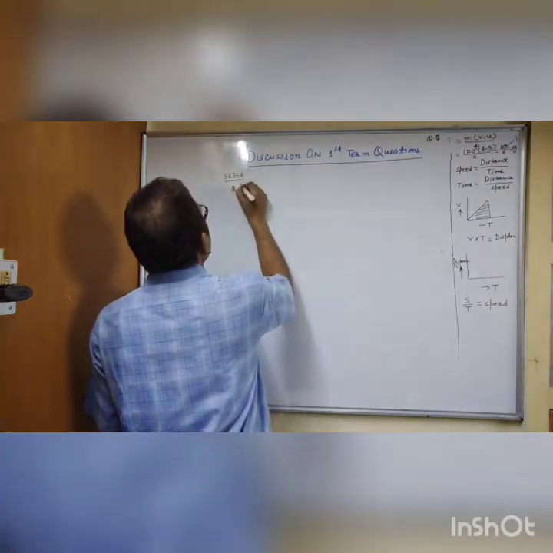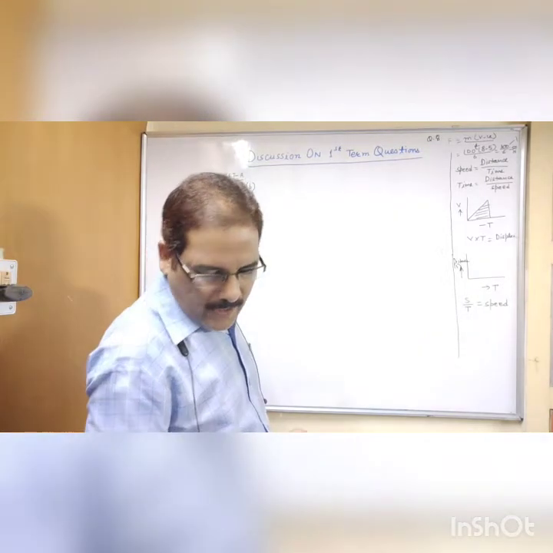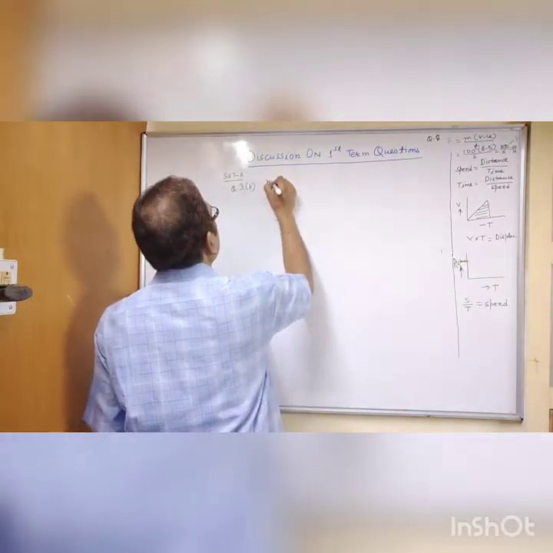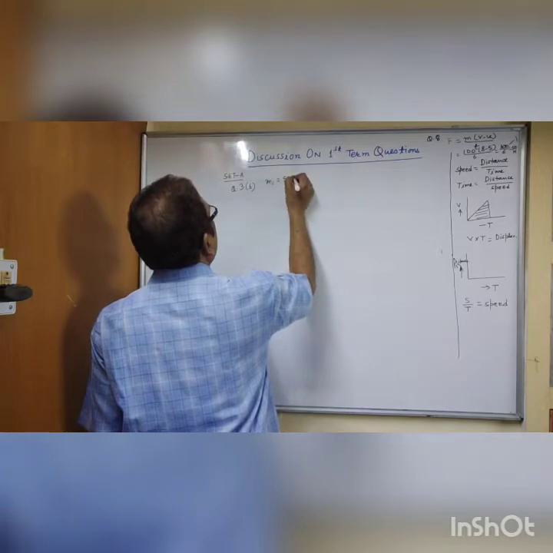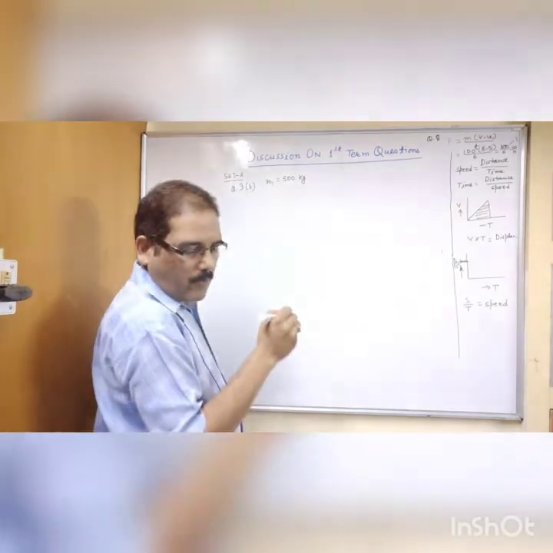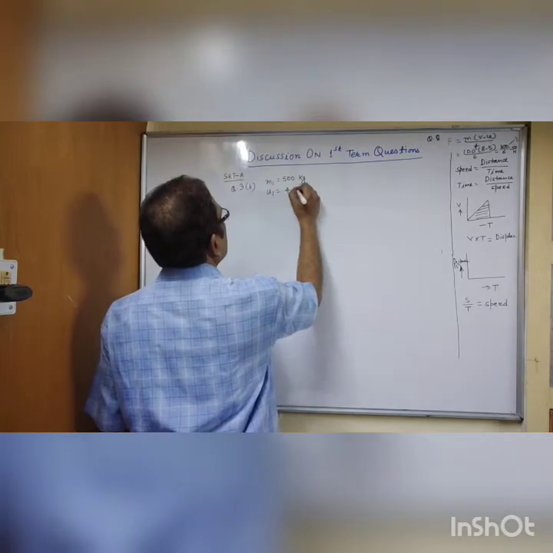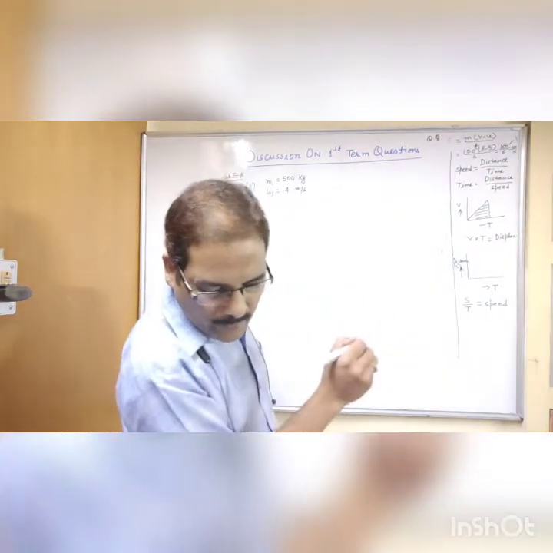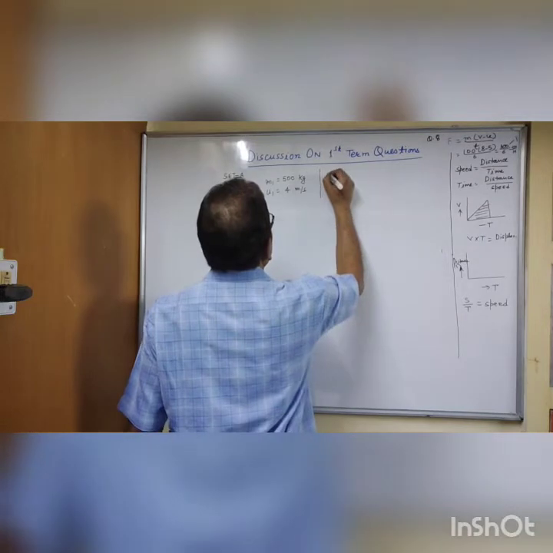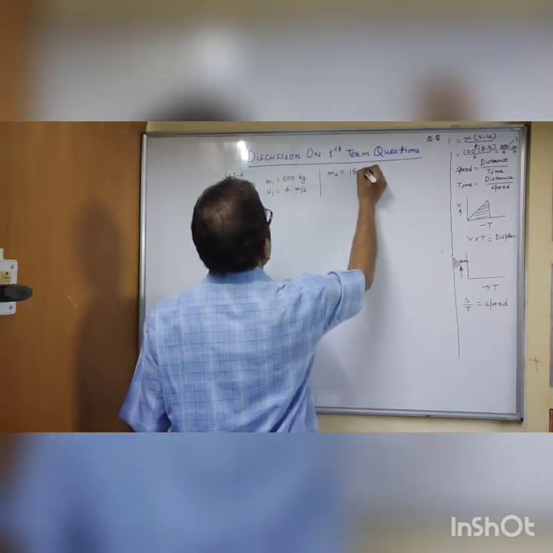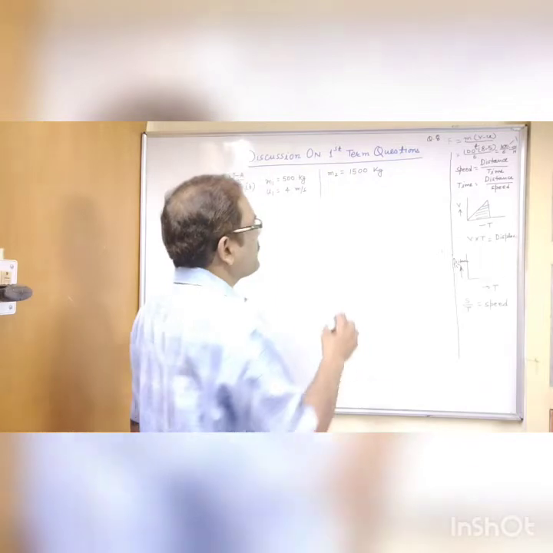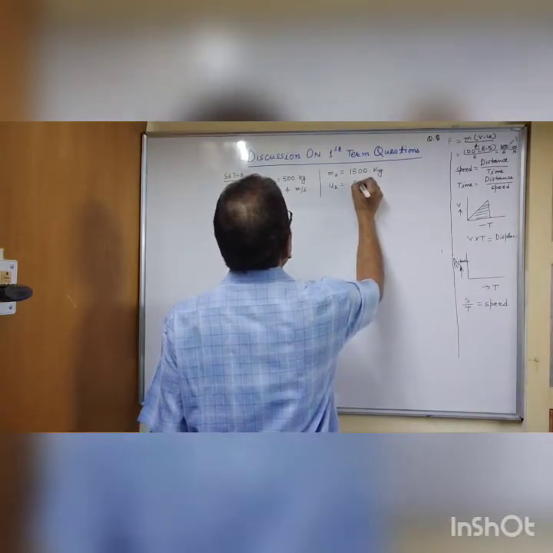Question 3b. Let mass of truck m1 be 500 kg, moving with initial velocity 4 meter per second, collides with another truck of mass 1500 kg, moving in the same direction at 2 meter per second. So u2 is given 2 meter per second.